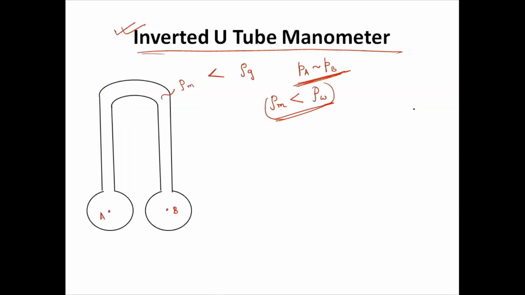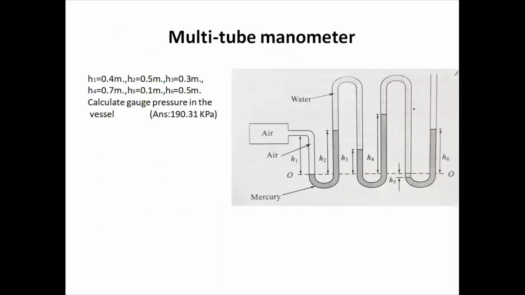One interesting thing here is the multi-tube manometer, and how to find it out. There can be many tubes: 1, 2, 3, 4, 5, 6, 7. In such cases, we are asked to find out the air pressure, PA. Let us take PA as the air pressure to find. So what is the pressure here? The pressure here is PA plus H1 rho of air.